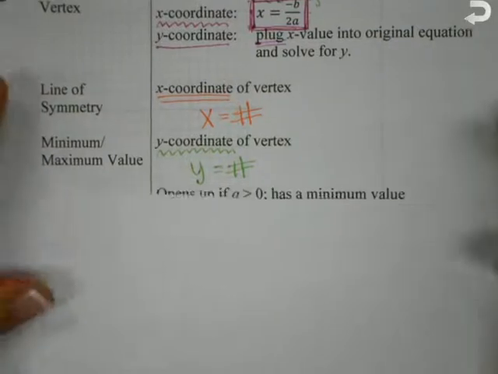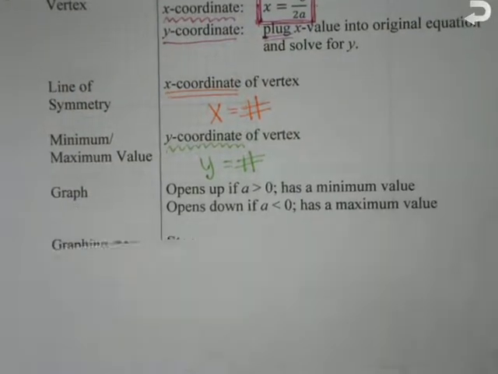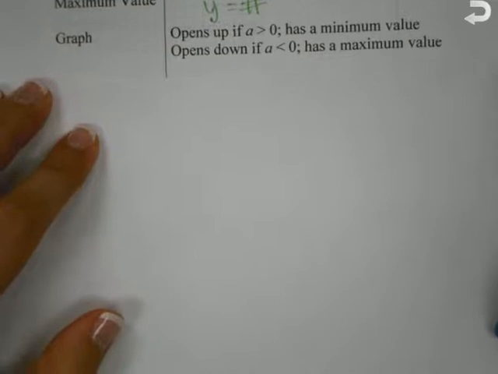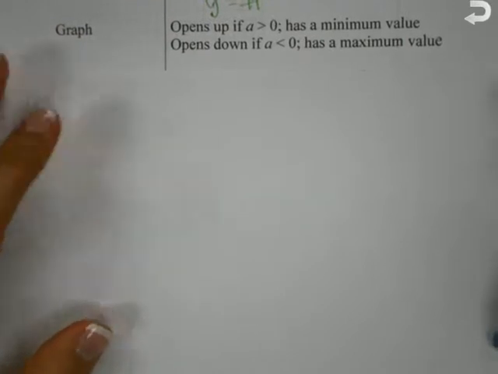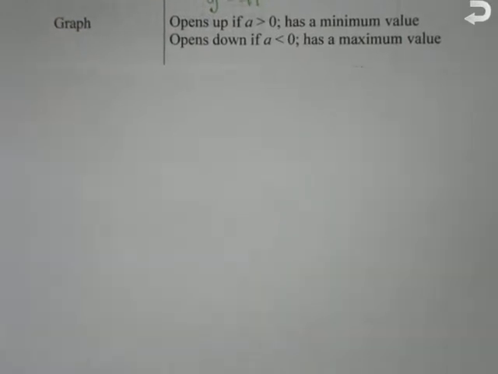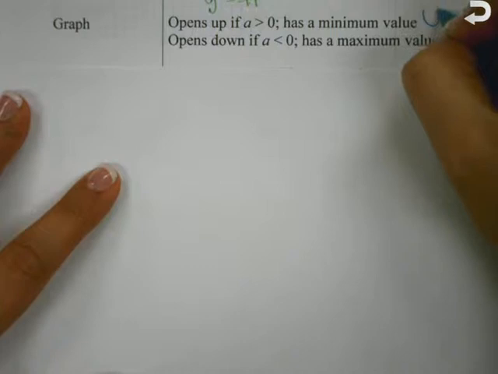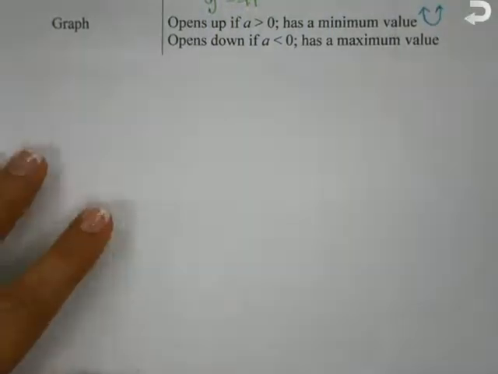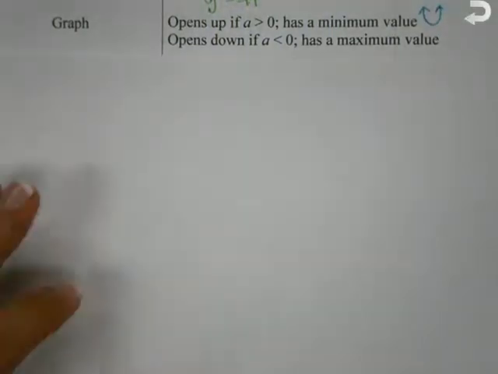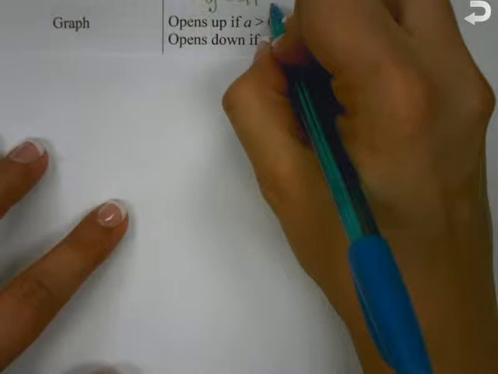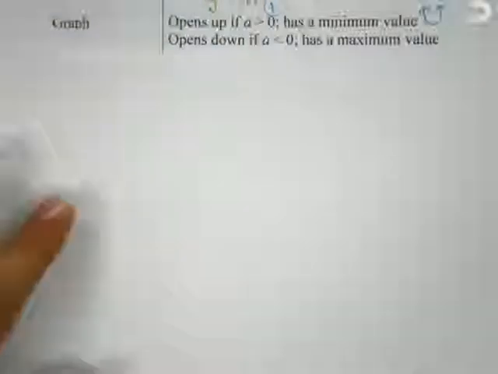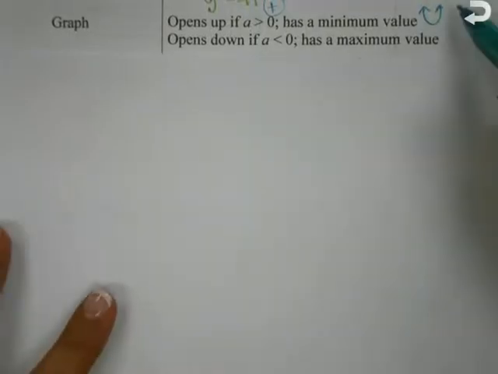Our graphs. We have two types of parabola. They either open up or open down. Those are the only ones we're going to be looking at right now. Okay, so the graph opens up, which means it looks like this, if a is greater than 0, so that means if the x squared is positive. If our graph opens up, we always have a minimum value because we have a lowest point.